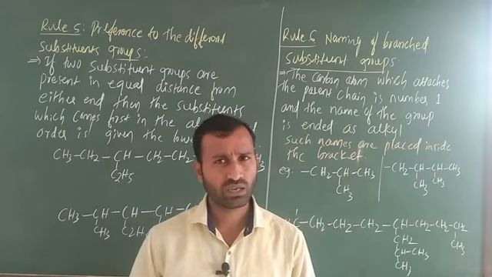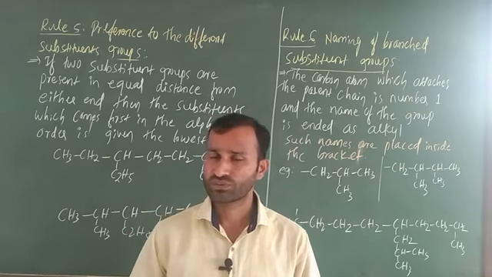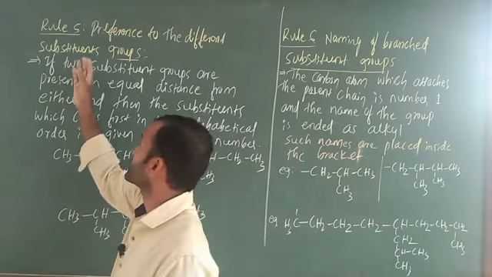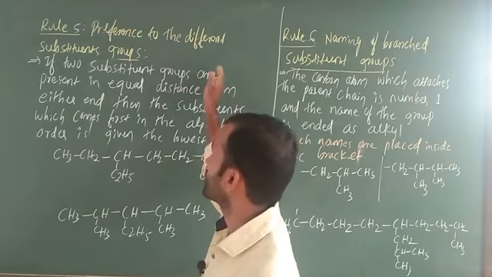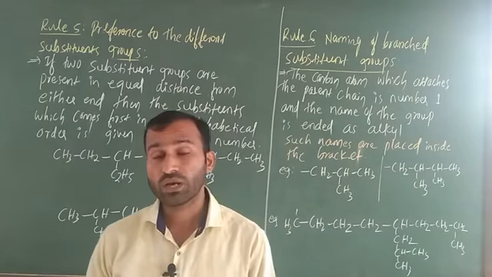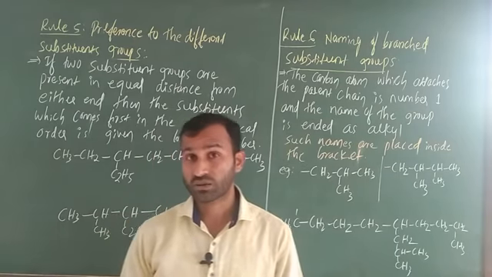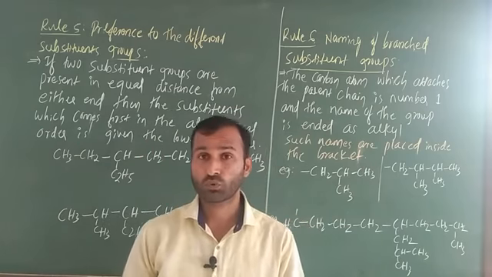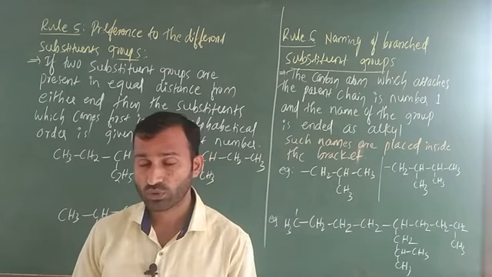I solved some of the examples. Okay. Today in this class we are going to discuss rule number 5. What is that rule number 5? It is preference to the different substituent group. If different substituent groups are there, then you are going to give a preference. Which substituent group gets the preference, that is what we are going to study.